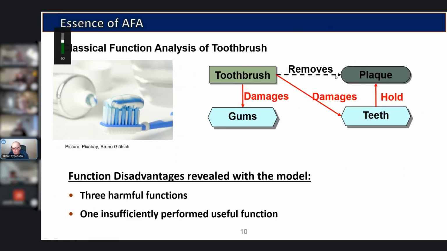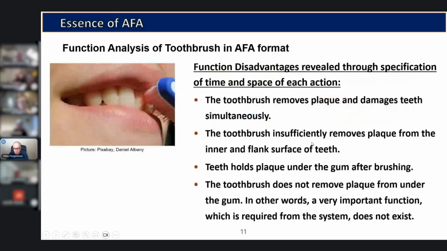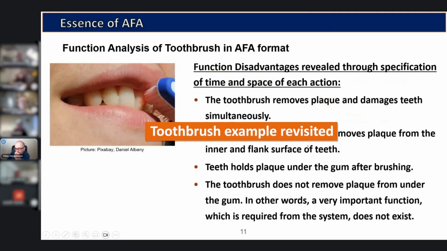Why insufficient? Because our dentists recommend that we use mouthwash and floss in order to perform this function more adequately. We also have a number of harmful functions. Toothbrush damages gums, toothbrush damages teeth, and teeth hold plug. Okay, so this is the classical approach. We can document these four function disadvantages: one insufficient useful function, and three harmful functions. Good. Now let us apply the advanced function approach.